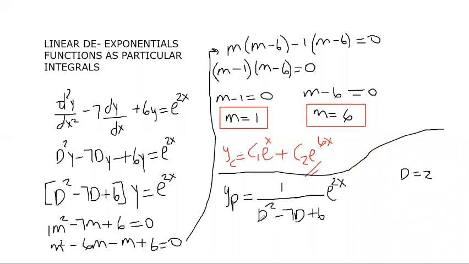So we're going to have yP is equal to 1 divided by, so this is going to be 2 squared minus 7 times 2.